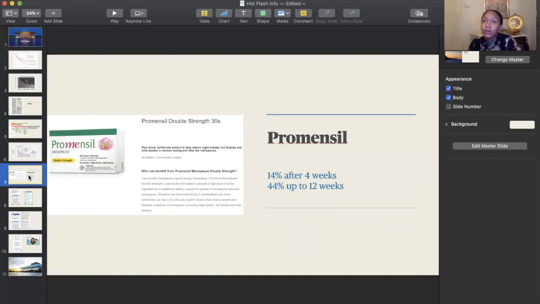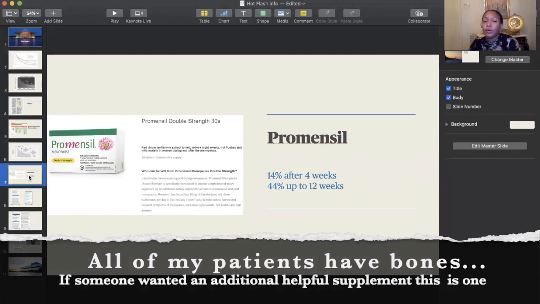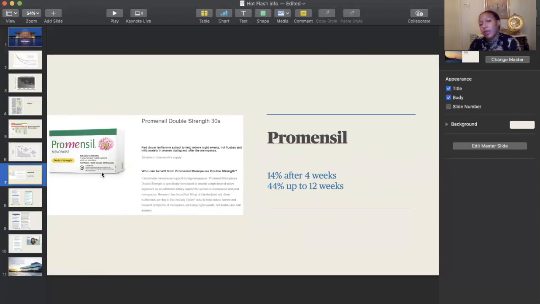Isoflavones also have a lot of bone data. So if I had somebody with bone concerns, this might be something I would add on to their regimen. But a lot of people are just coming in for hot flashes and sleep, but it's here in the mix. It's got some data.